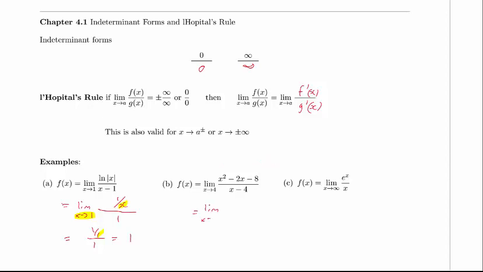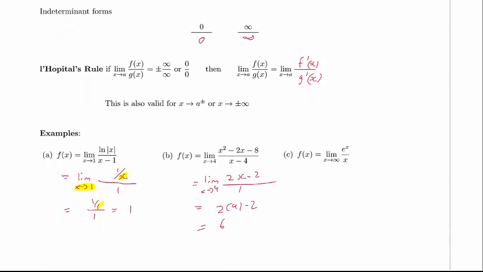Limit as x goes to 4. Derivative of the top is 2x minus 2. And in the bottom it's simply 1. We simply apply the limit now. We get 2 times 4 minus 2, which is going to get us 6. Alright.